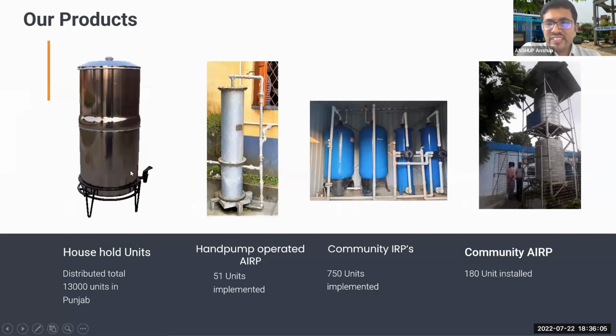So these are the various types of products which we have implemented. This is a household unit which is provided to households in rural areas who are living in water quality affected areas. So in case they do not have access to clean water, or to a regular supply of water, as a primary measure they are provided with household filters so that at least they can get clean water.